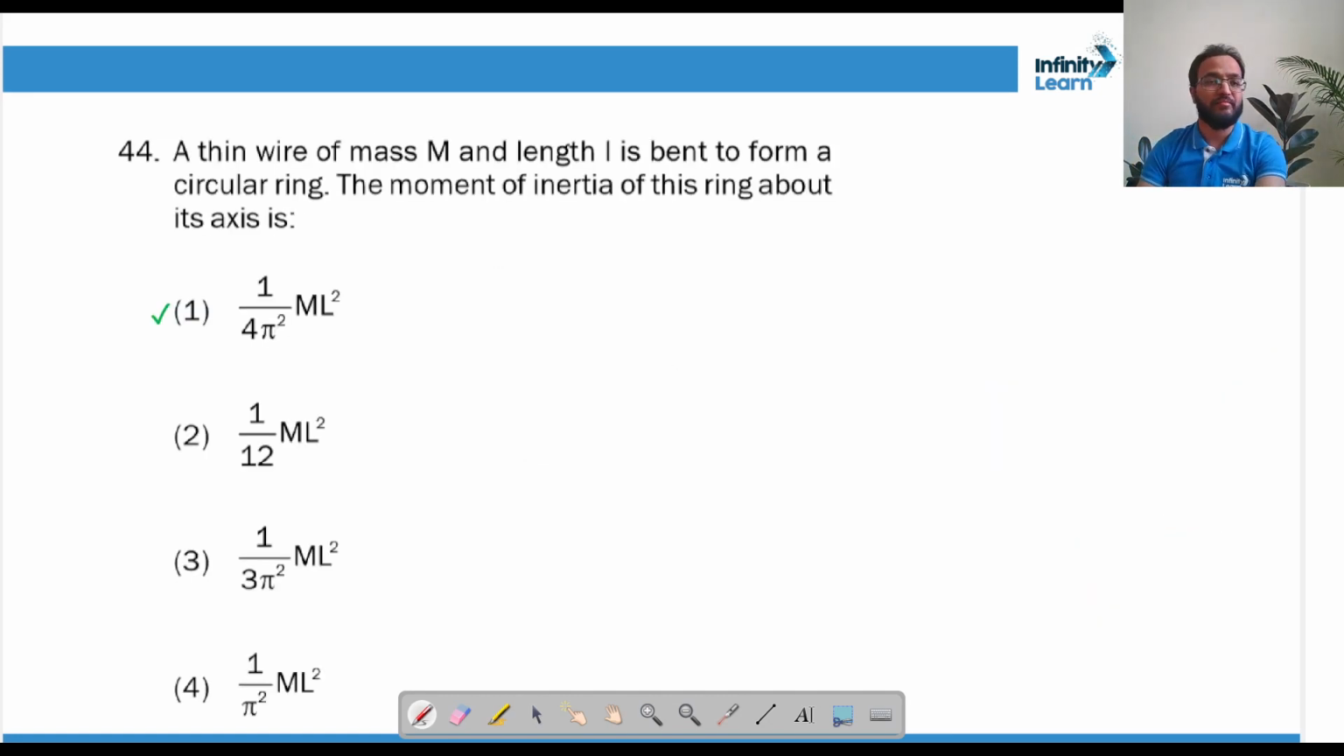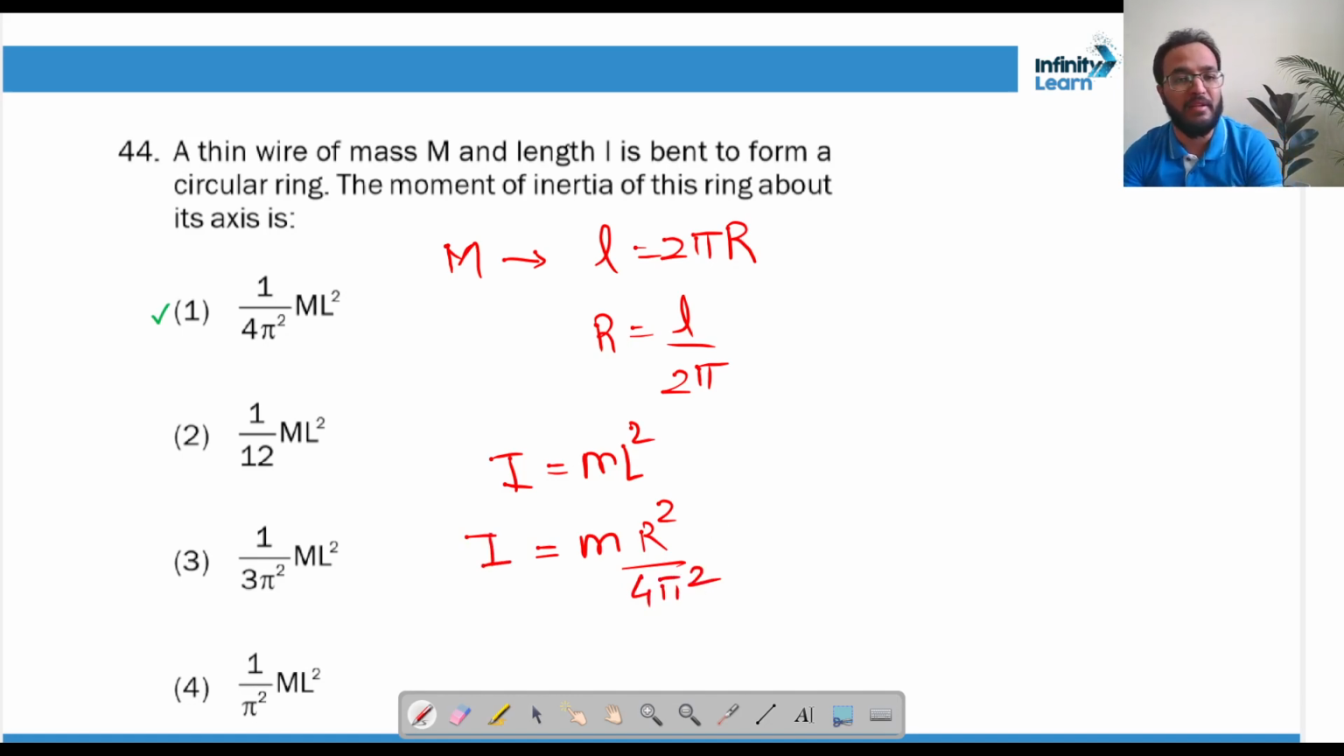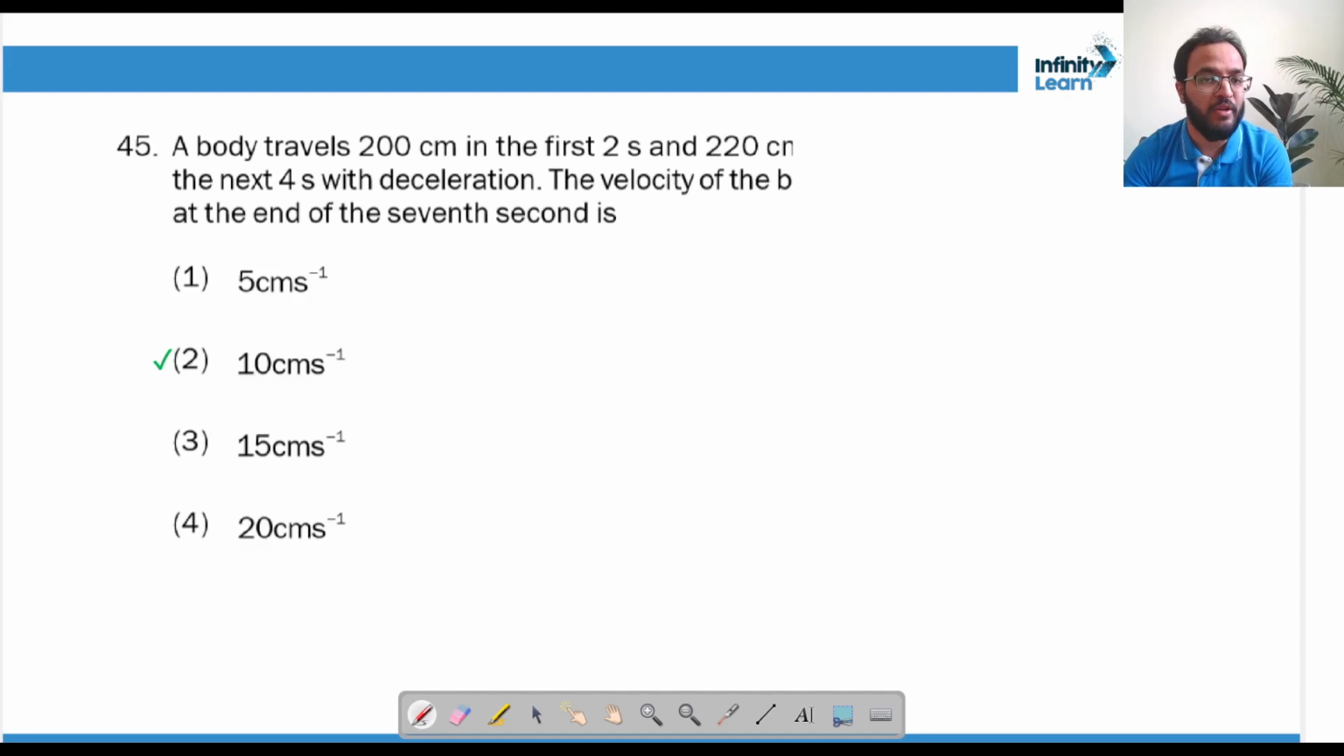Got it? Now here they are saying there is a thin wire of mass m and length L is equals to 2 pi r. So r is L by 2 pi. What is moment of inertia about the axis? They have given ml square. M into r square by 4 pi square. Got it? Put the value of L. First option is correct. 45th.